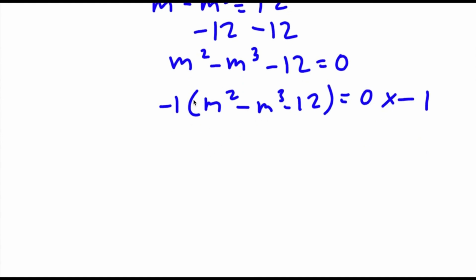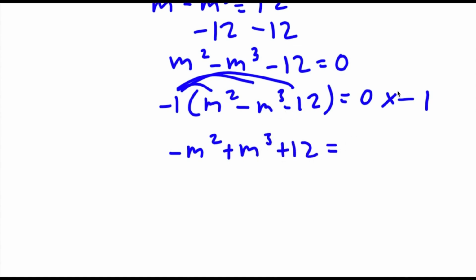Now, the negative 1 actually distributes with all our terms in the parentheses. Negative 1 times m squared is negative m squared. Negative times negative is positive, so negative 1 times negative m to the power of 3 is positive m to the power of 3. And negative 1 times negative 12 is positive 12. And this is equal to 0 times negative 1, which is 0.